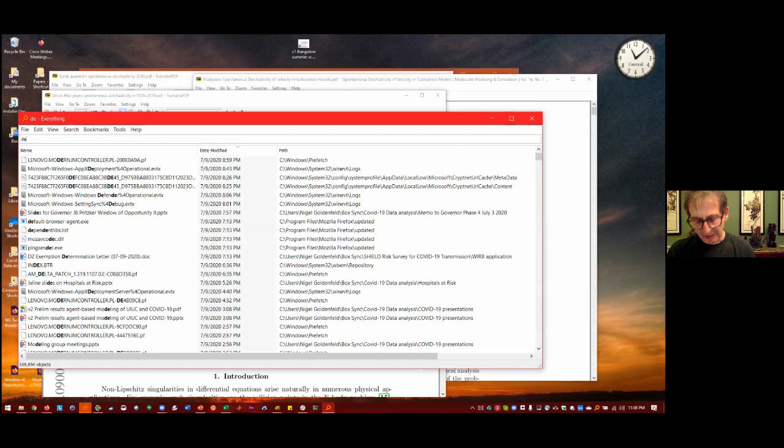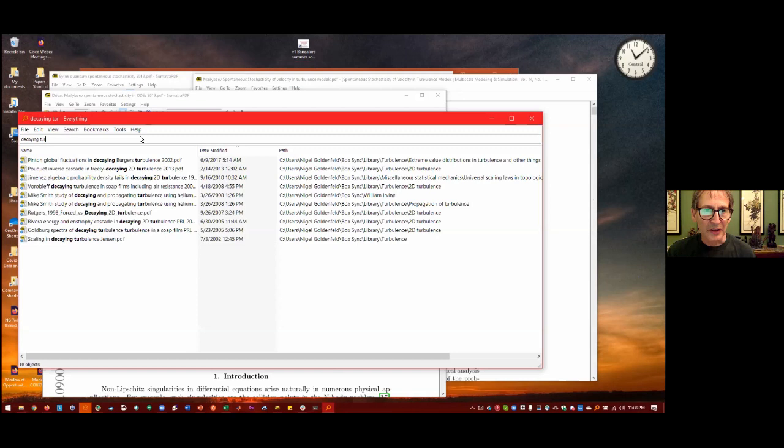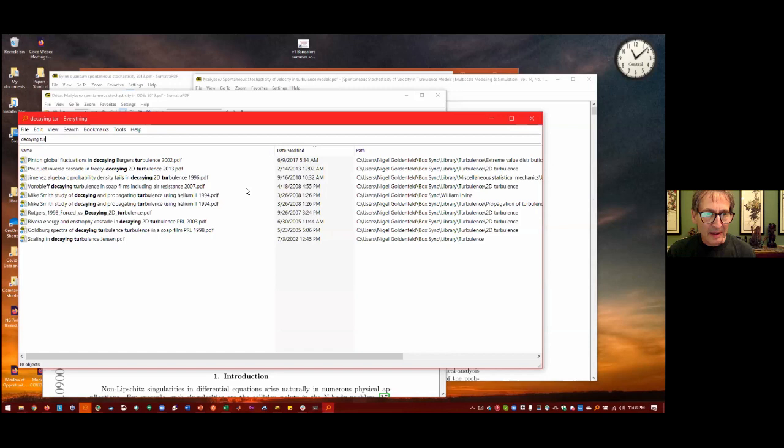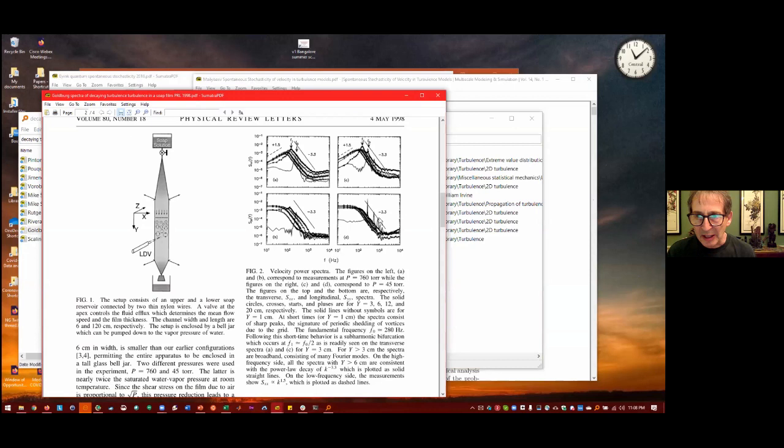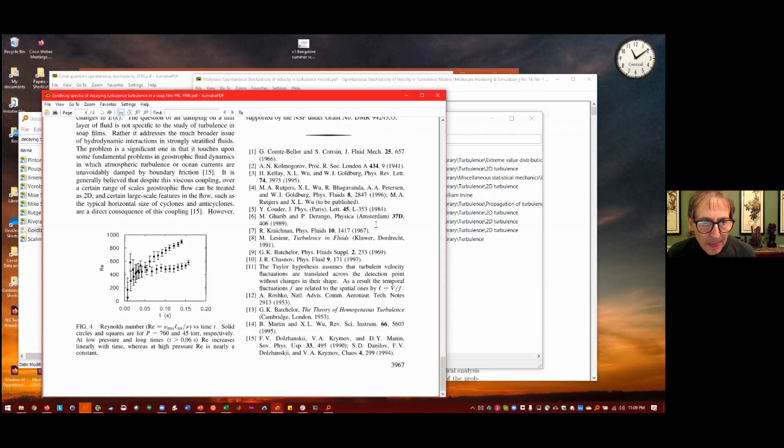There is a fairly large literature on decaying turbulence. Here's an example by my colleague Walter Goldburg, looking exactly at the spectrum of decaying turbulence in a soap film. And so in this paper, I think what they found again was that the scale over which the minus three scaling occurred simply changed. That's what they found. So if you want to take a screenshot, this might be... Yes.